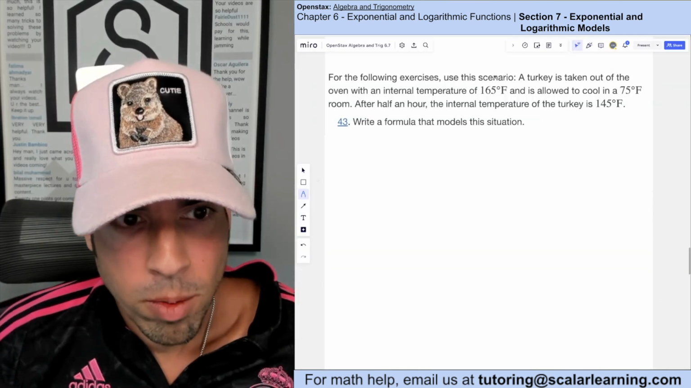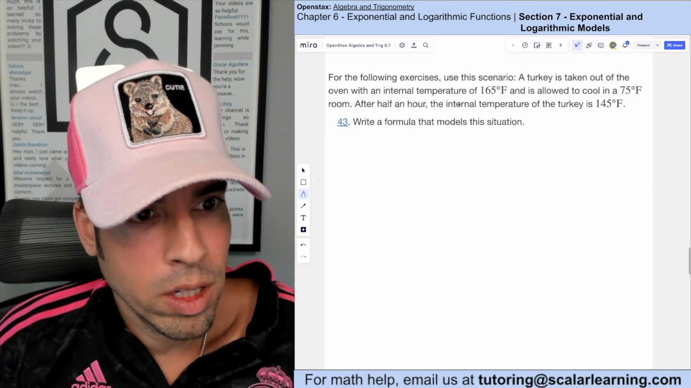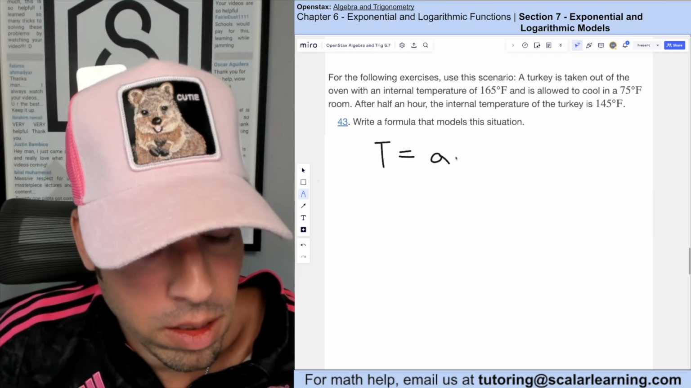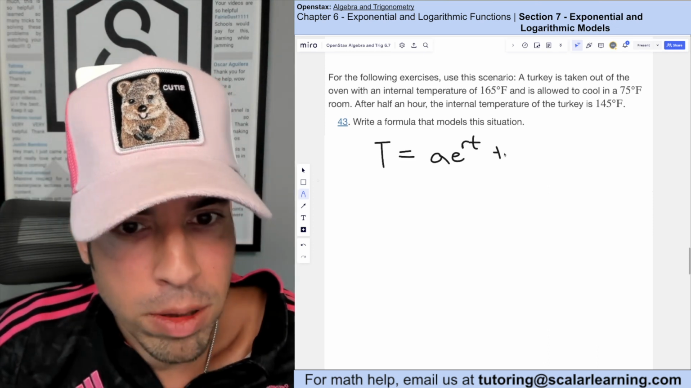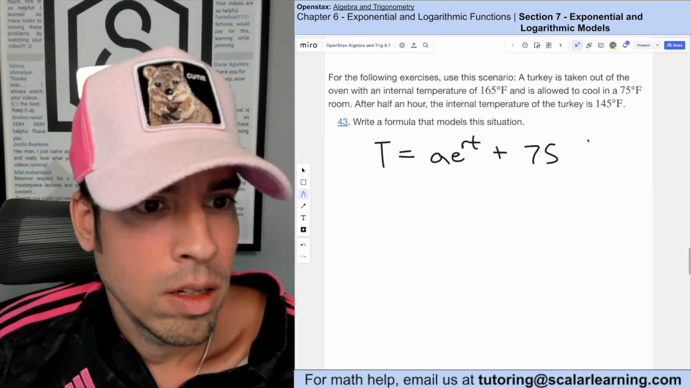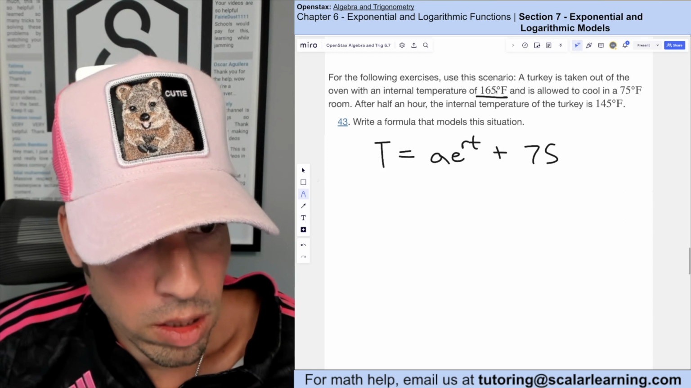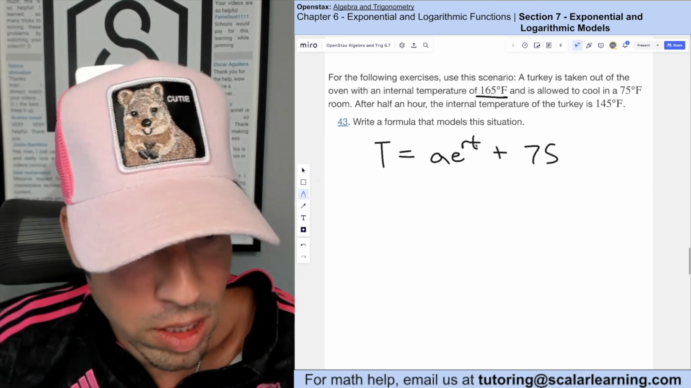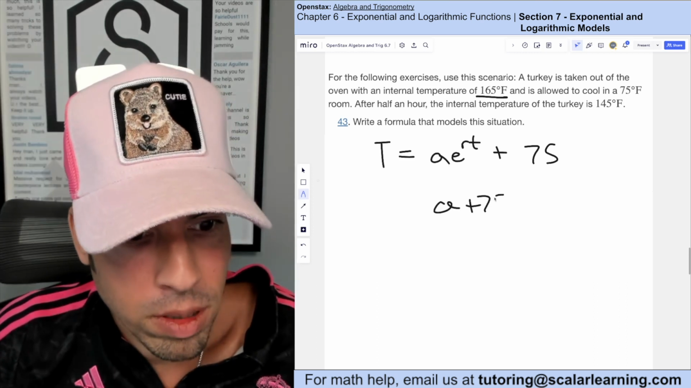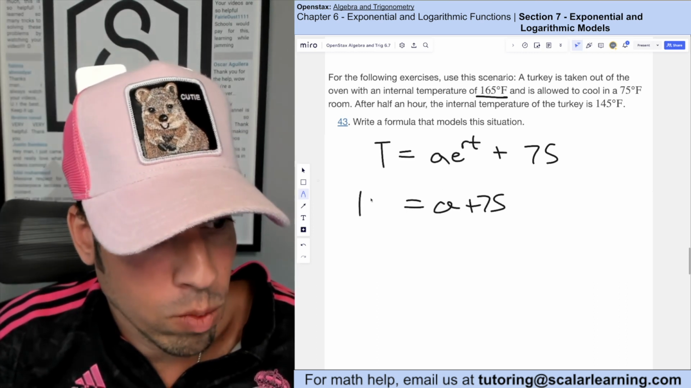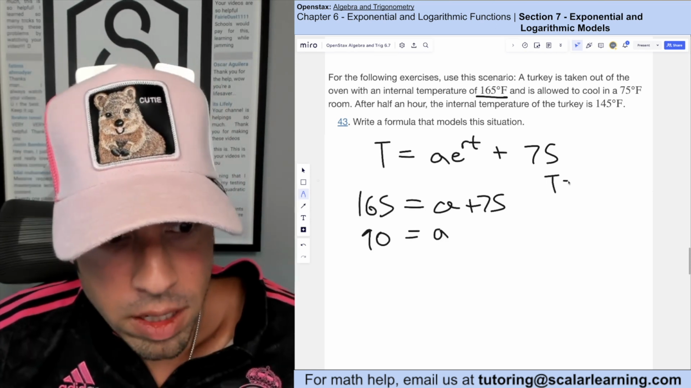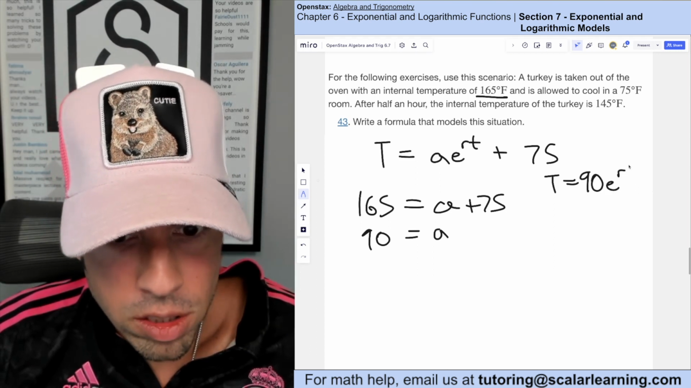For this one, we're meant to write a formula that models the situation. And again, we're going to need to use Newton's law of cooling. So the temperature is equal to some constant times e to the rt plus whatever the temperature is in the room that it can cool to. So the lowest it's going to cool to is 75. Now we're also starting at time 0 with the temperature of 165. So when I plug in 0 for t, that's e to the 0th power, which is 1, times a, which is just a. And then a plus 75 equals 165, which means if I subtract by 75, a equals 90. So now I have T equals 90e^(rt) plus 75.